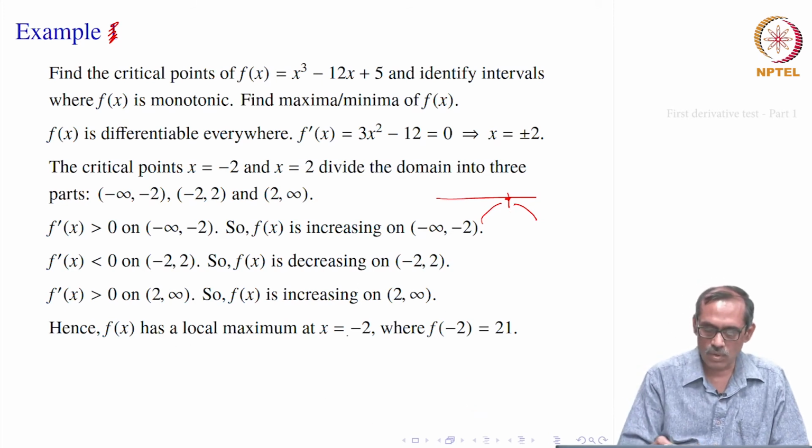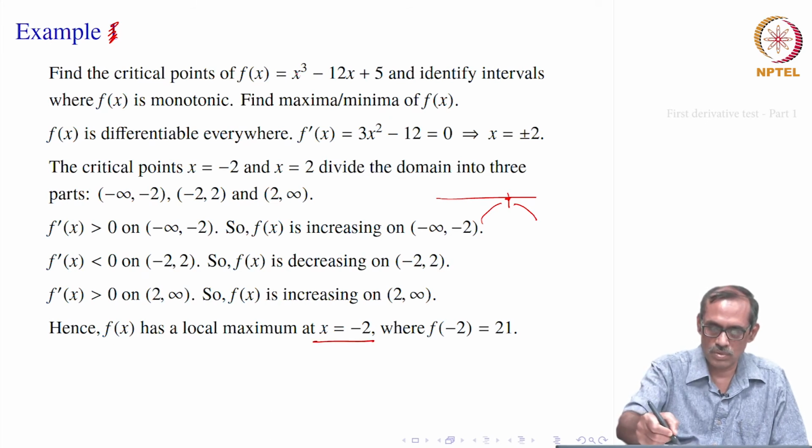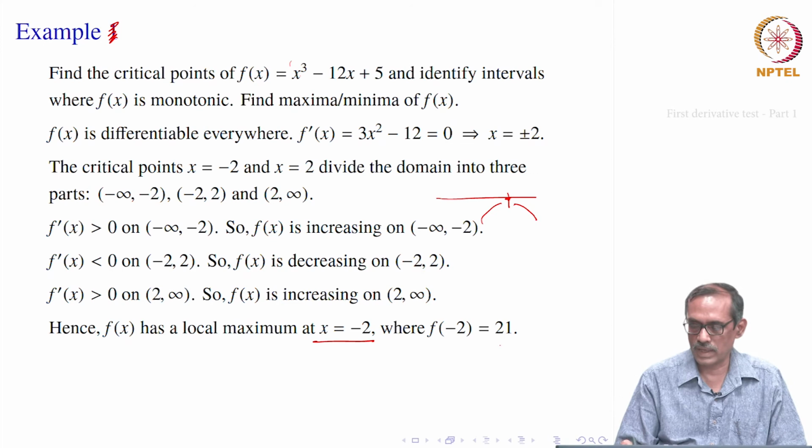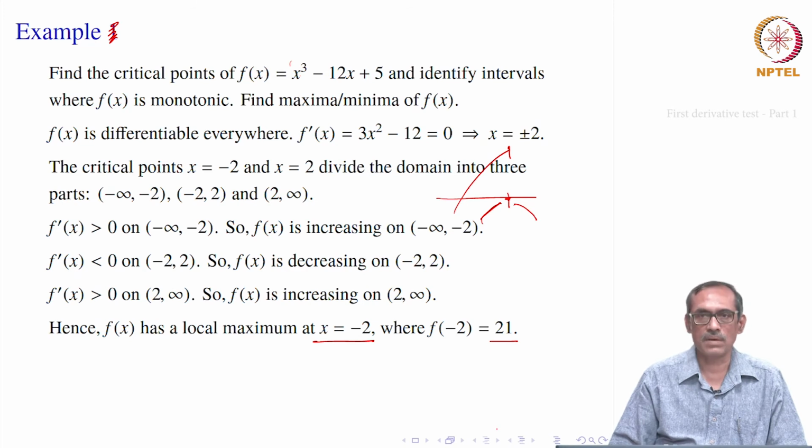Therefore, it has a local maximum at x equal to minus 2, and if you evaluate at minus 2, it is minus 8 plus 24 plus 5. So, that gives you the value 21. So, f at minus 2 is 21. So, that means f prime will be like this, negative, but it will be something like it is increasing. So, somewhere it will go like this up to 21. That is how it looks.